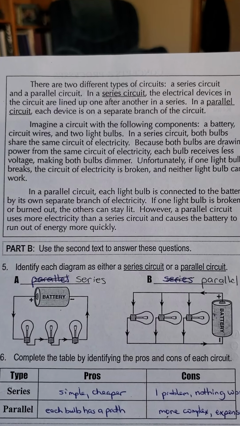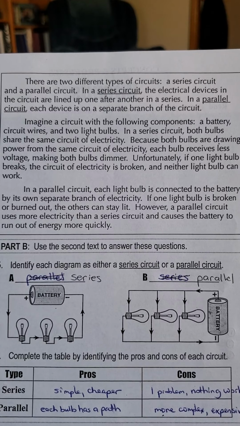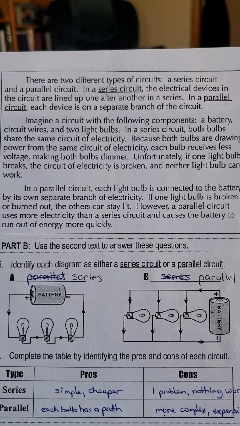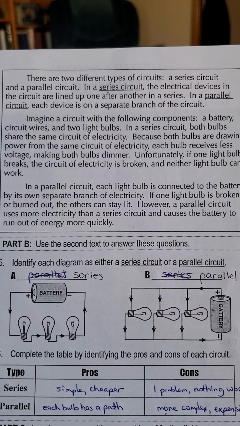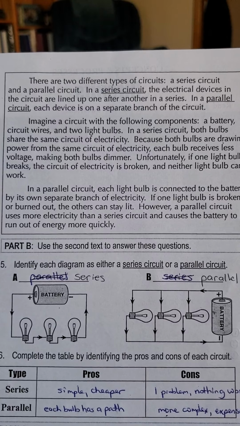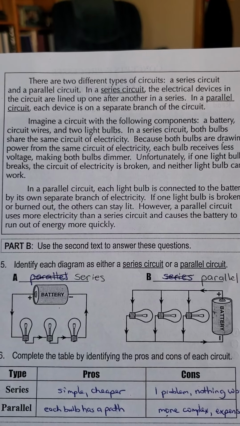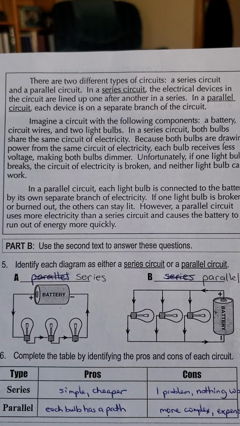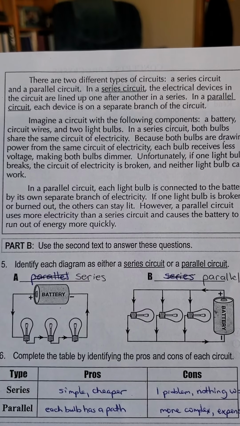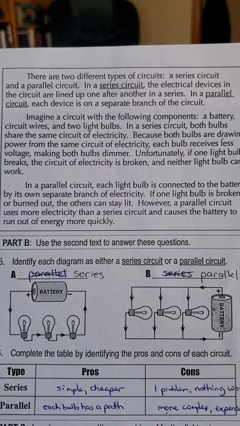Last paragraph. In a parallel circuit, each light bulb is connected to the battery by its own separate branch of electricity. If one light bulb is broken or burned out, the others can stay lit. However, a parallel circuit uses more electricity than a series circuit and causes the battery to run out of energy more quickly.